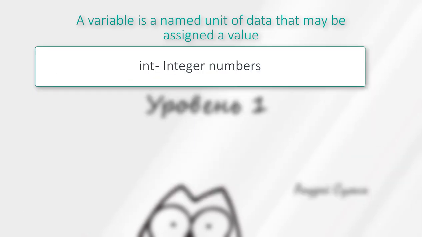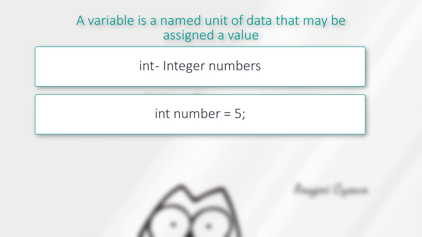So if we want to perform some operations with numbers and keep these values, we can create a storage for keeping an integer number, an integer variable. It's done the same way I showed earlier. Create an int variable, give it a name, for example, number, and then assign it a value. For example, 5. Now we can perform all kinds of operations with this variable. Let's go to the code and see what it looks like there.